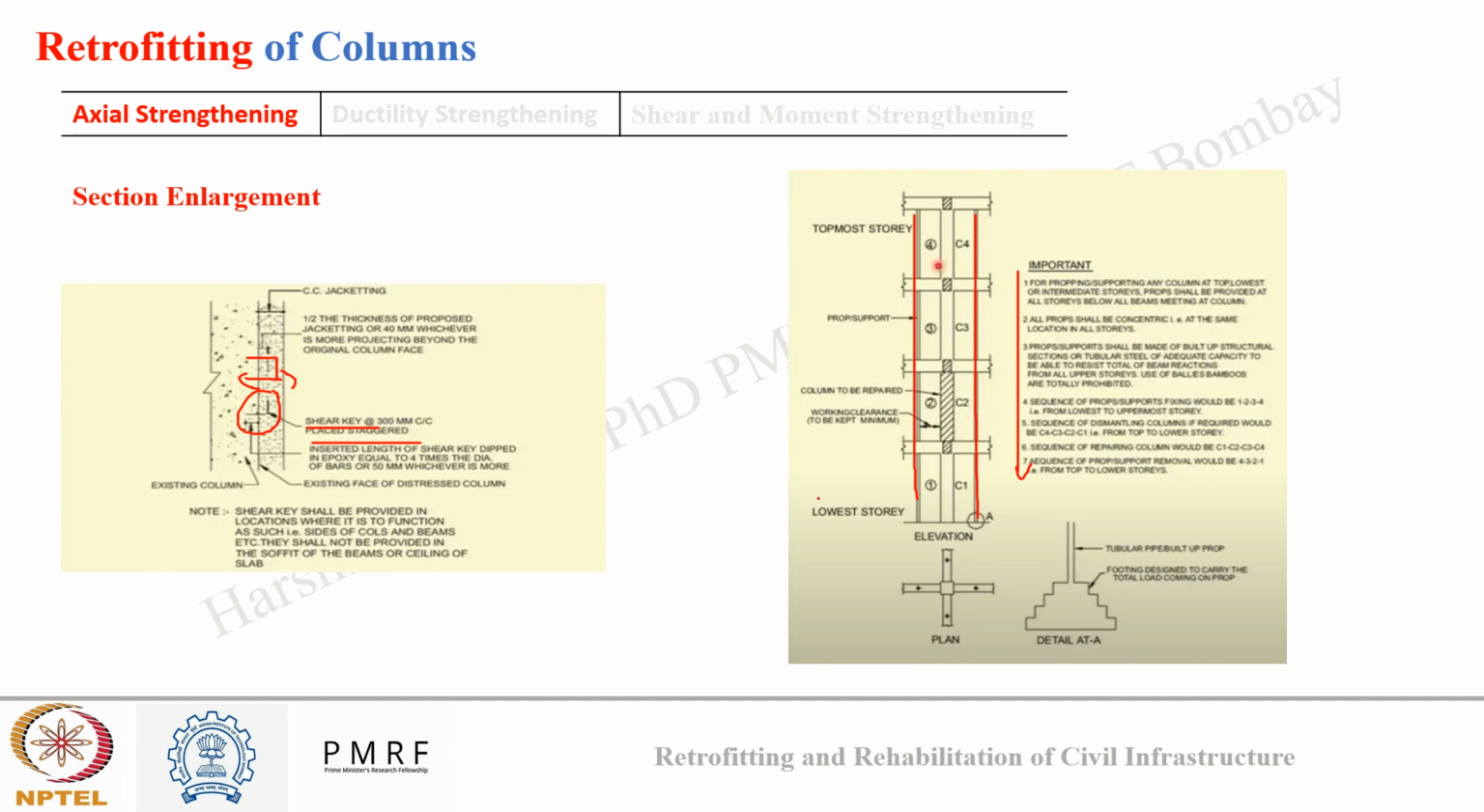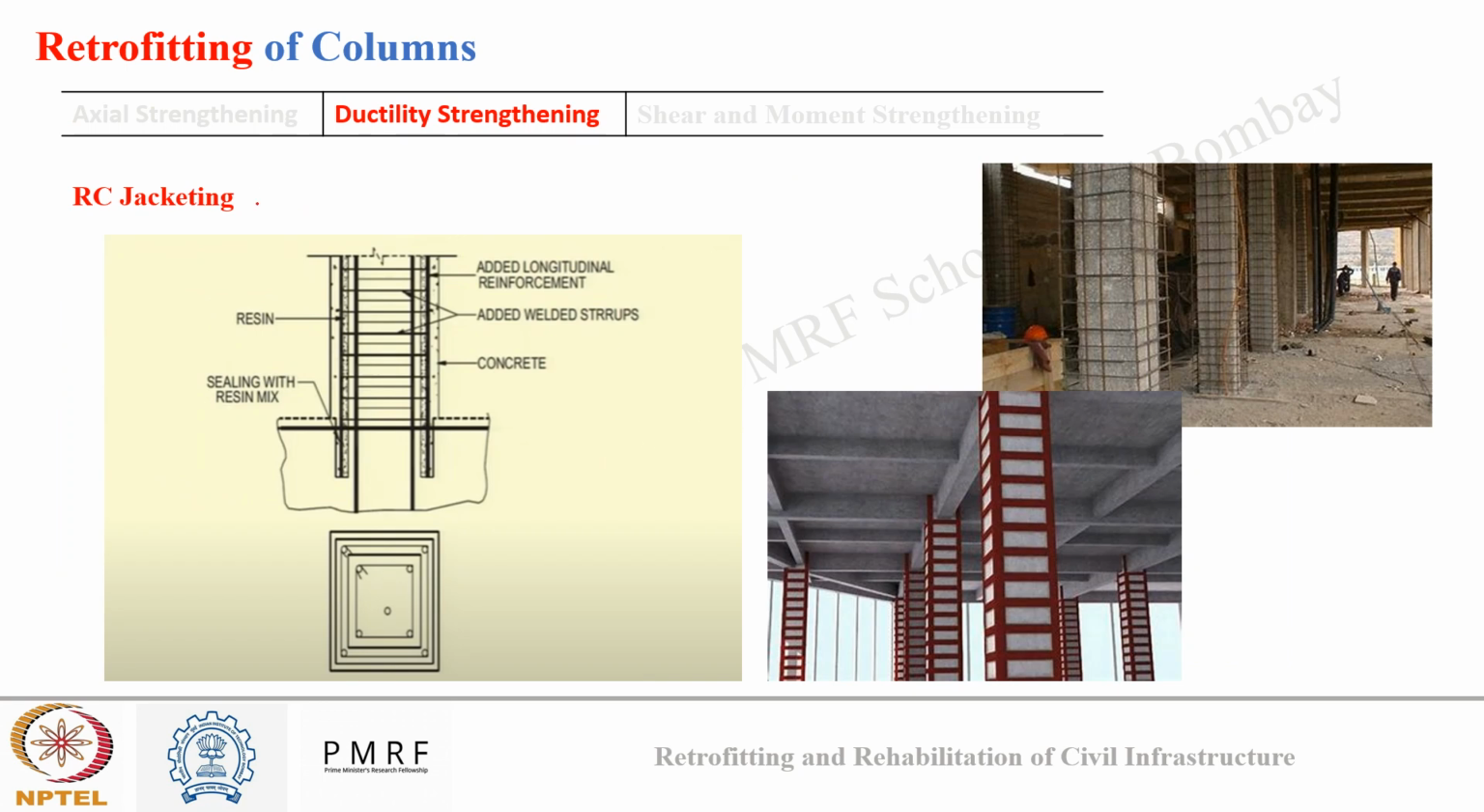Okay, so this was axial strengthening, either by increasing the area of concrete or by adding new steel in compression. Now for ductility strengthening, we mean improving the bending moment capacity of the member to tackle buckling or bulging. As per IS 456 design of columns, the greater the area of longitudinal steel, the higher the bending moment resistance, and the better the ductility. So this can be accomplished by RC jacketing.